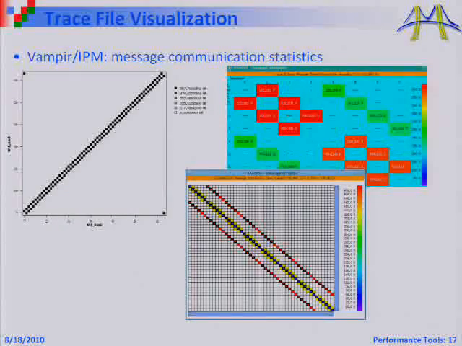So what you can also do with Vampir and also with other tools is have communication topology graphs that show you how much data was exchanged between each pair of processes. In these kinds of graphs, you have on one axis the sending process, and on the other axis the receiving process. And you can see how much data was exchanged between each pair of processes, essentially.